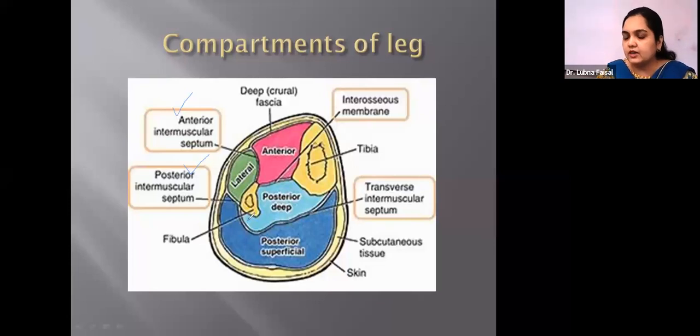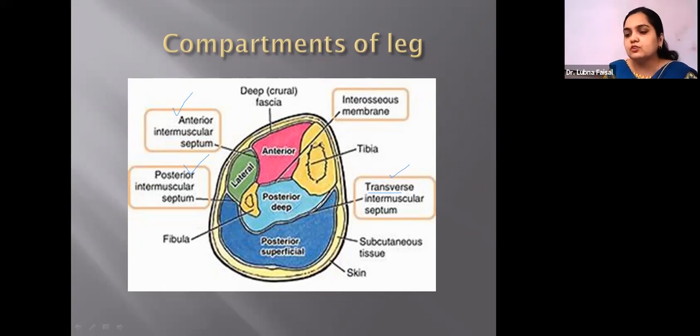further divided by a transverse septum, that is the intertransverse intermuscular septum, or we can also term it the transverse fascial septum. It further divides the different muscles present in the posterior compartment into the superficial and the deep group. Here you can see the superficial group and the deep group.